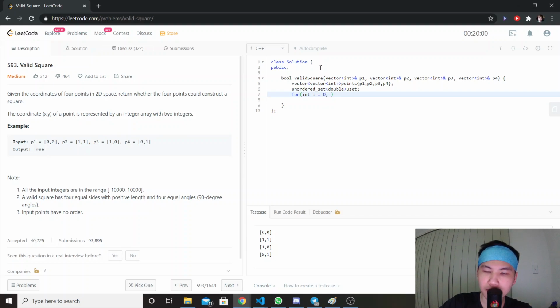And we perform the for loop. So it's going to be constant time complexity, because there's only going to be this number of points that we have to find for the square. It does not increase.